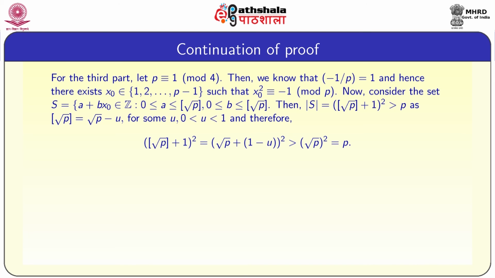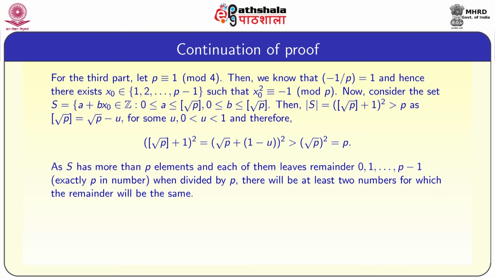So, now we consider the set S equal to {A plus B x naught}, where A lies between 0 and the greatest integer value of root p, and B lies between 0 and the greatest integer value of root p. Then the size of S is equal to (greatest integer of root p plus 1) whole square, which is greater than p, as the greatest integer of root p is equal to root p minus u for some u strictly between 0 and 1. Therefore, (greatest integer of root p plus 1) whole square is equal to (root p plus 1 minus u) whole square, which is greater than (root p) whole square, which is equal to p.